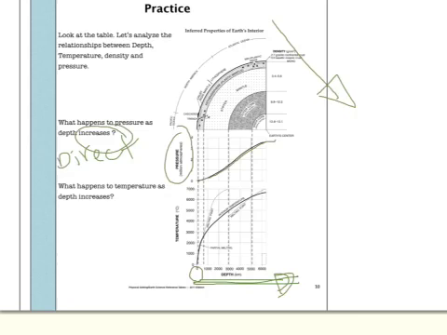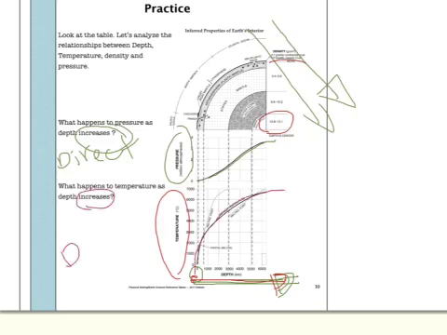Next question. What happens to temperature as depth increases? Again, we're looking in this direction from the crust to the inner core. And temperature is indicated down here. So as depth increases, we're looking at the red now, from 0 to 6,000 kilometers, temperature is also going to increase. So that is another direct relationship. Temperature increases as a result of the increase in depth.